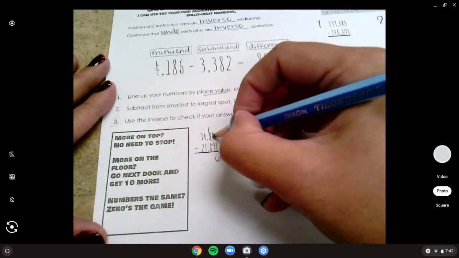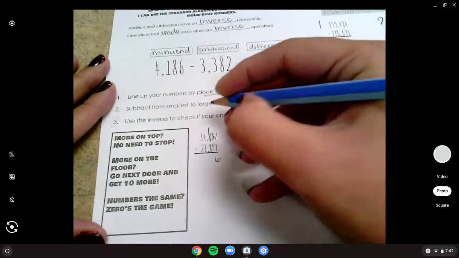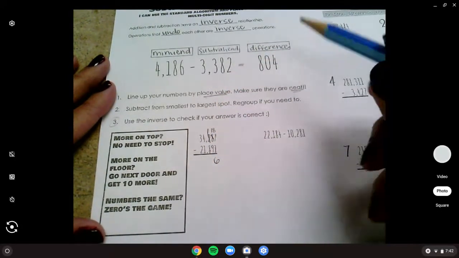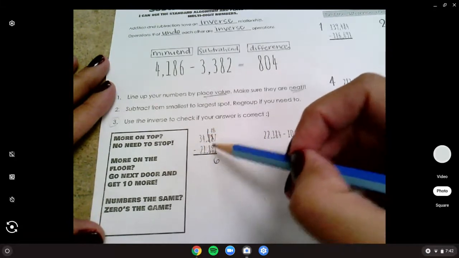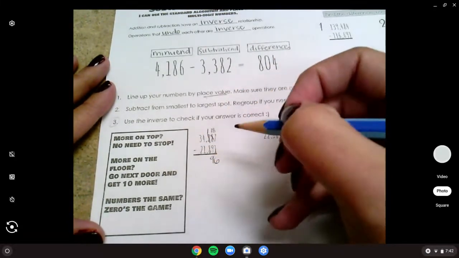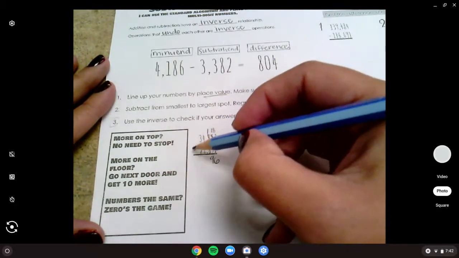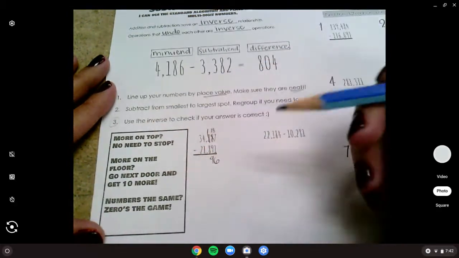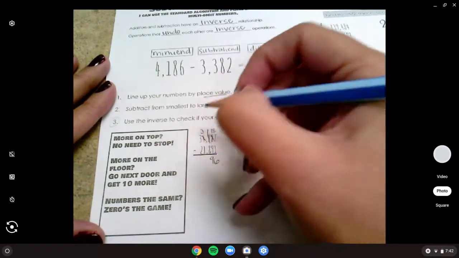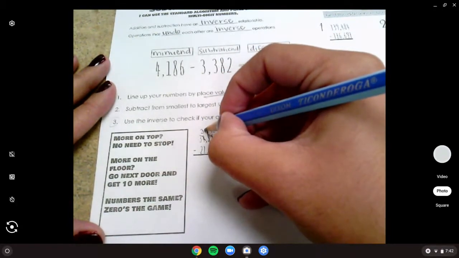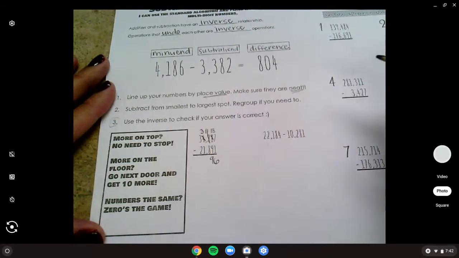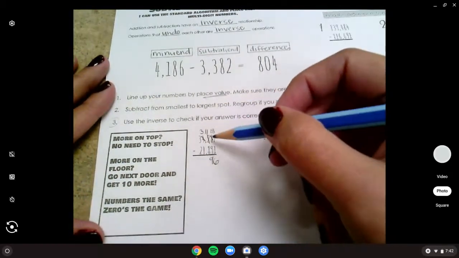And instead of 8 tens, I have 18 tens. Now I can do 18 minus 9. 18 minus 9 is 9. 1 minus 8, oh, more on the floor. I have to go next door and get 10 more, so I have 3 thousands. But now I add my 10 to my 1, so now I have 11 hundreds.